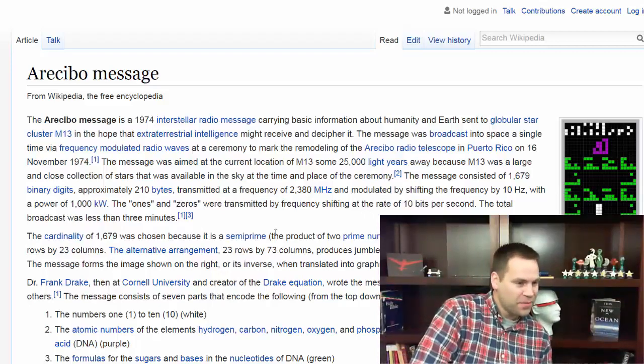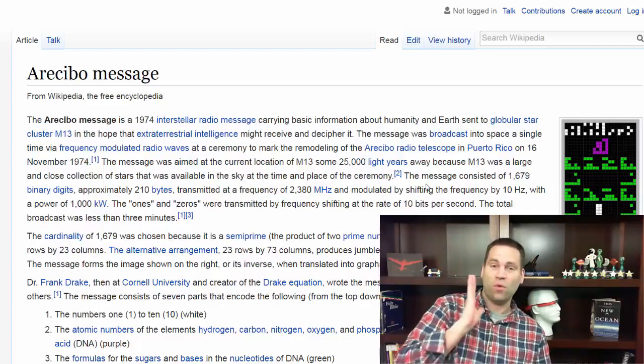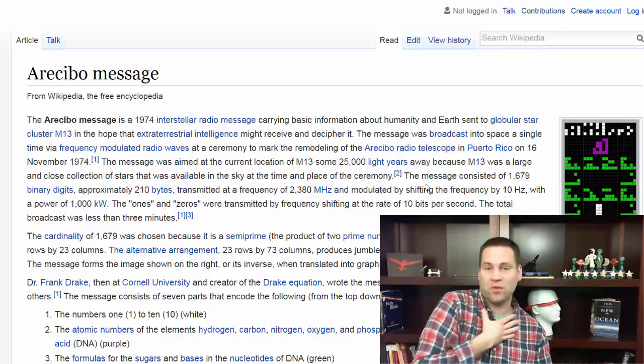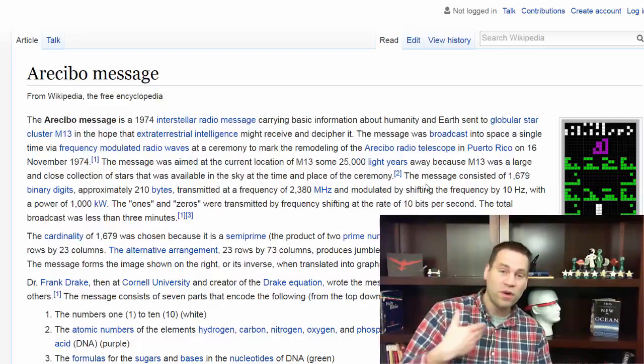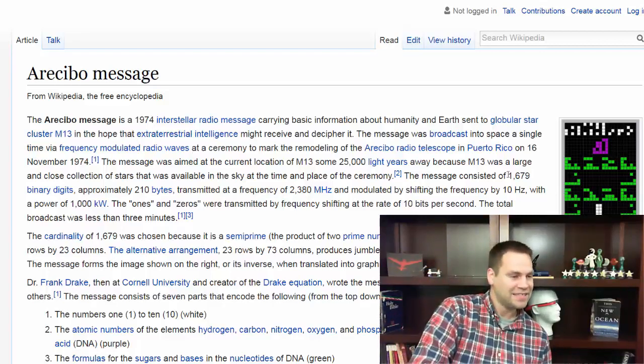One other interesting example here on the Arecibo message, because we have to choose a frequency that we want to transmit at. Just like we don't know what frequency to listen to, which frequency would we want to transmit at? And it said here that it sent out 1,679 digital bits, binary bits, at a frequency of 2,380 megahertz, modulated by shifting the frequency by 10 hertz with a power of 1,000 kilowatts.